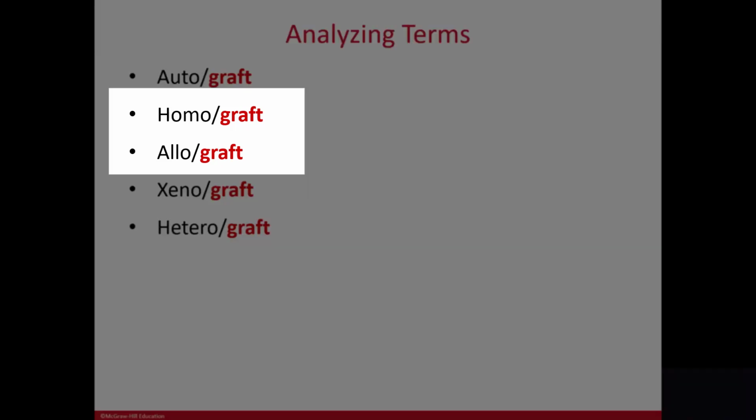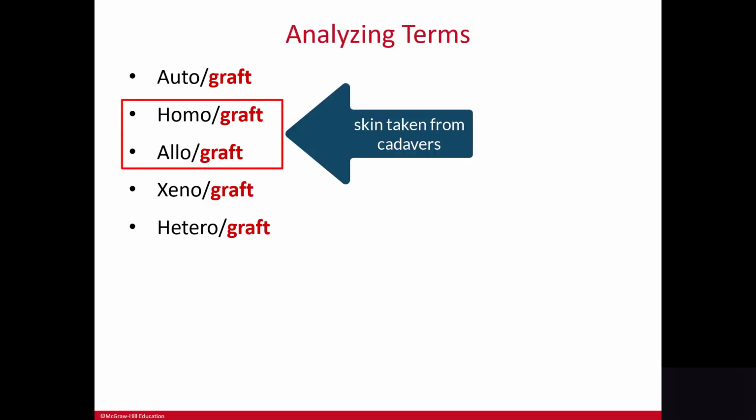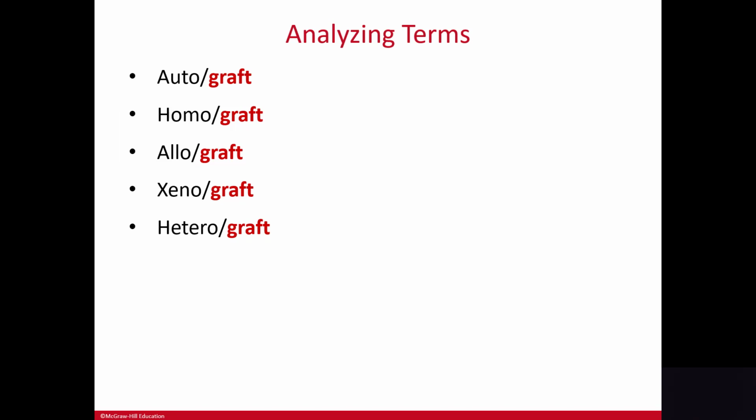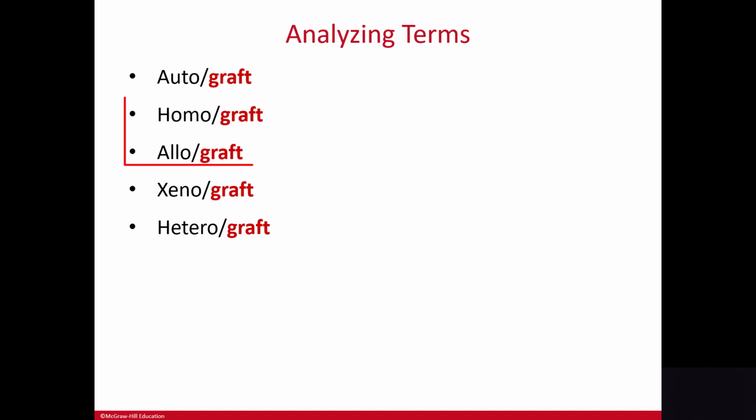Allograft and homograft mean the same thing. So in allograft or homograft, the grafts are taken from cadavers. So if you break down the term, remember graft means transplant, allo means other. In homograft, the prefix homo means same or alike. So homograft means you're taking a graft from the same species. So homograft and allograft mean the same thing. You're taking skin from a cadaver.